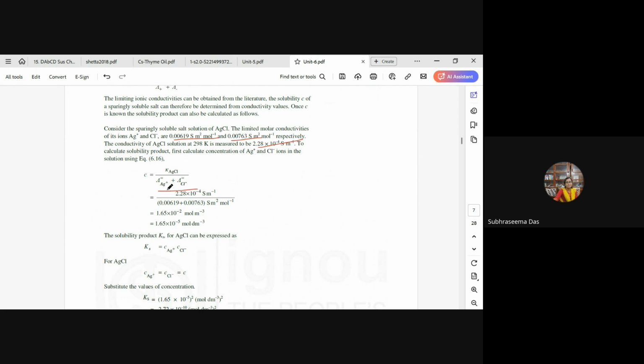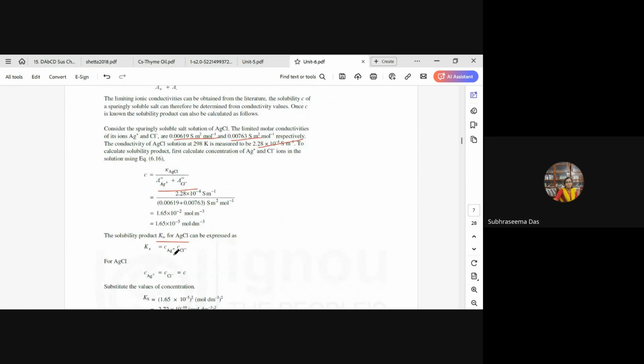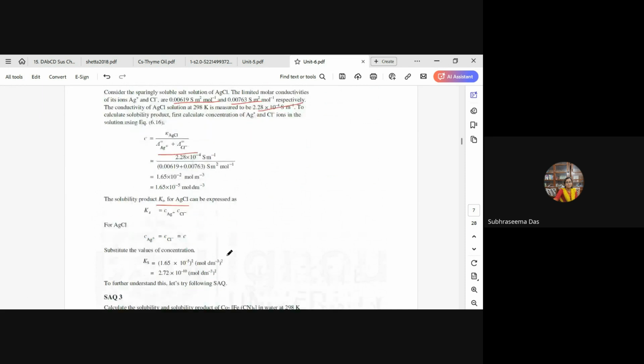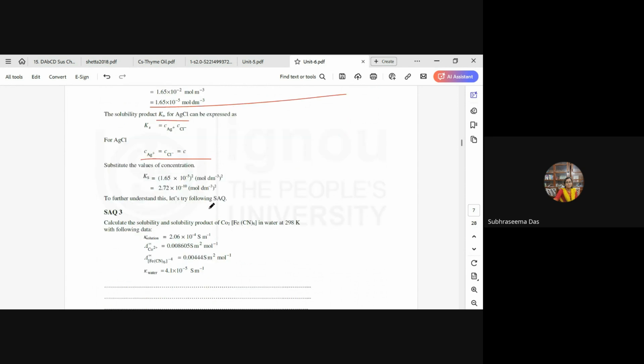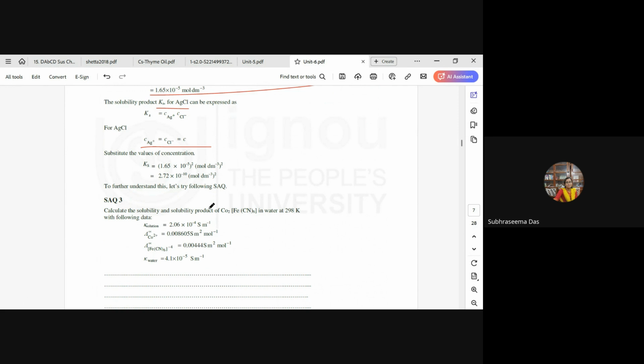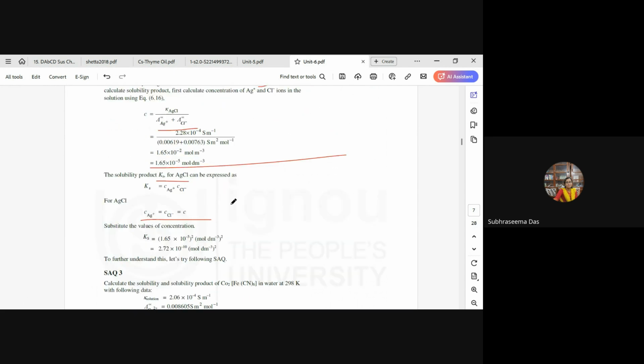Once we know C, we will find out the Ksp. Ksp for this reaction is the concentration of Ag plus times the concentration of Cl minus. So for AgCl, this becomes C square. The value obtained is 1.6 into 10 to the power minus 5, whole square. So we can calculate the Ksp using the conductometric values.